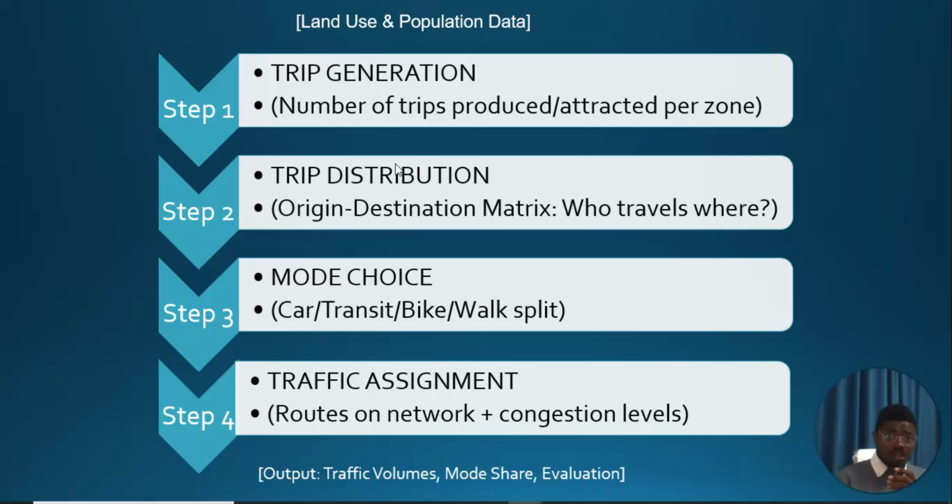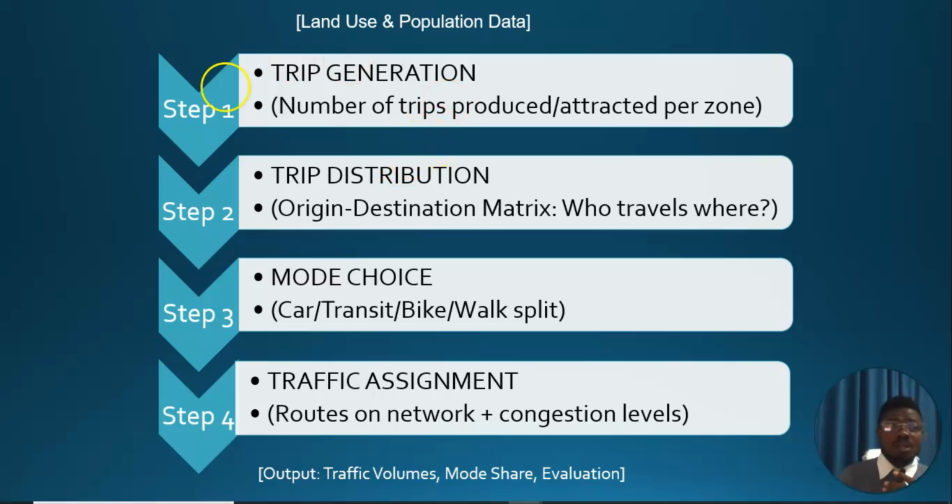Okay, so this is just another view of everything I already explained. We have the trip generation, that is the number of trips produced or attracted per zone. Per zone can be per region, per city. And we have the trip distribution, looking at the origin to destination. Origin is where the travel is beginning from. Then we have the destination where it ends. Who travels where? It should be able to answer that question.